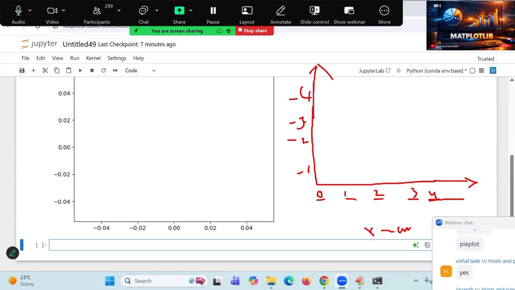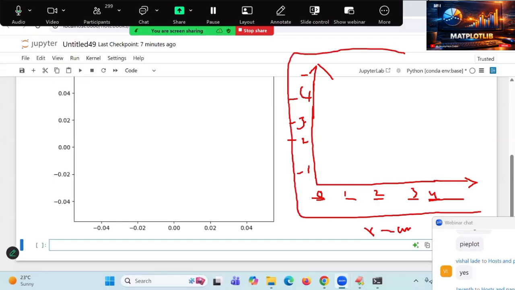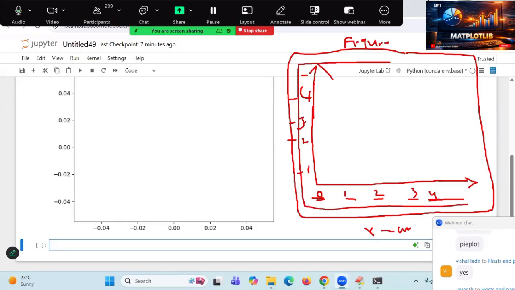So this is known as 0 to 4. What is the 0 to 4? X limit. Spell out. What is this called? Y limit. This entire thing is known as what? Figure. Spell out figure. Figure internally contains what? Axes. Spell out. Axes contain what? One minute. Axes contain what? Artist.